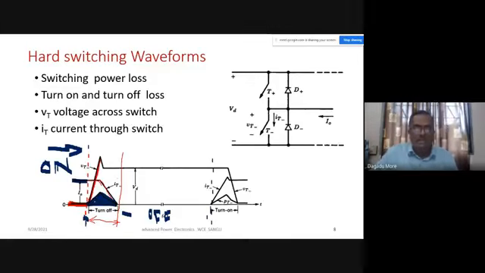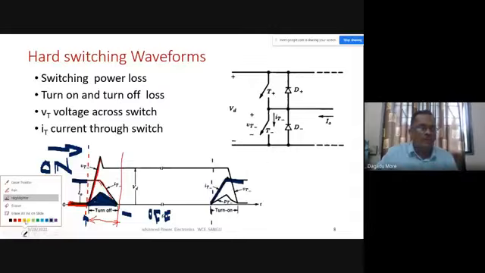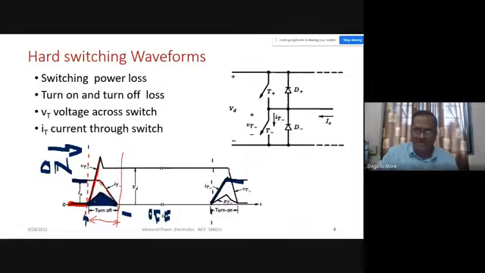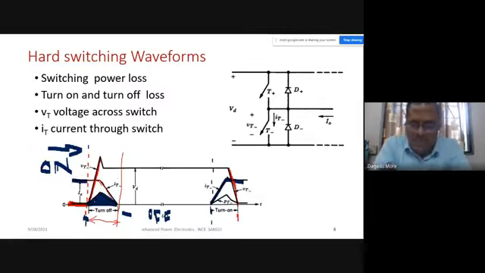But while doing turn on, first current will increase and reach the rated value. And after the current reaches the rated value, then voltage will decrease. So here voltage will decrease after this. And again here we have the turn on period. Both voltage and current across the switch are present simultaneously, and because of that, loss is taking place. That loss we can call the switching loss: turn on loss and turn off loss.